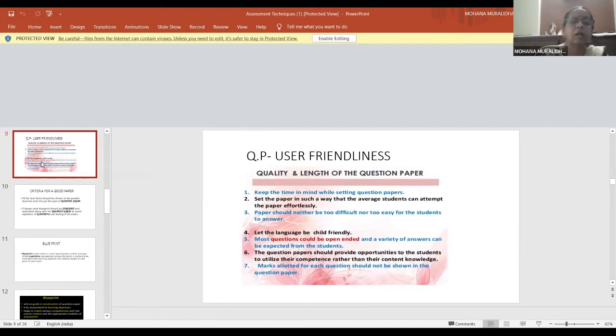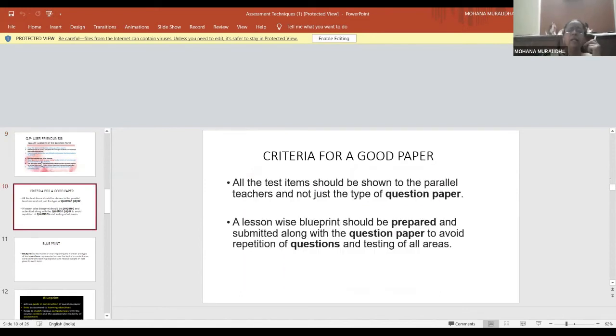Next, the criteria. As I told you, the question paper should be user friendly, but otherwise, what is the criteria for a good question paper? All the items that are tested should be shown to the parallel teachers and not just the type of question paper, as we discussed earlier. A lesson-wise blueprint should be prepared and submitted along with the question paper to avoid repetition of questions and to test all areas. As somebody suggested, it should have all areas covered so that we don't miss any content.